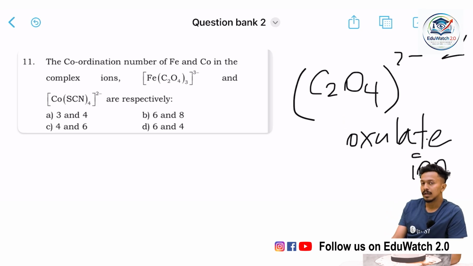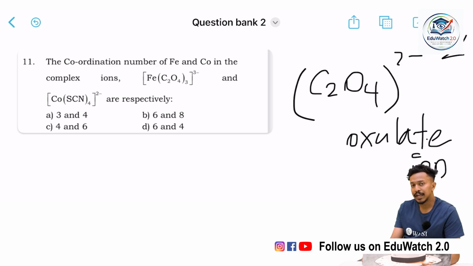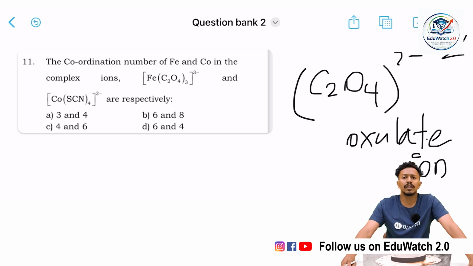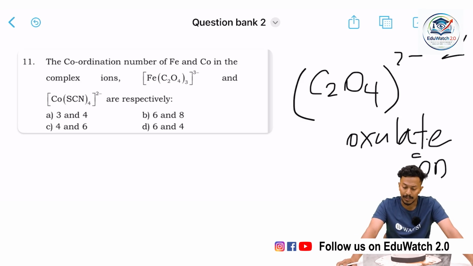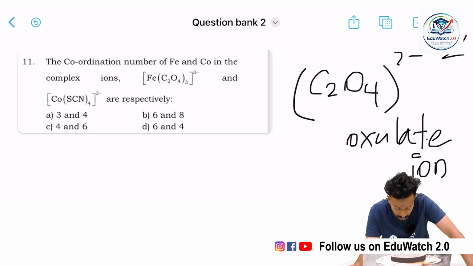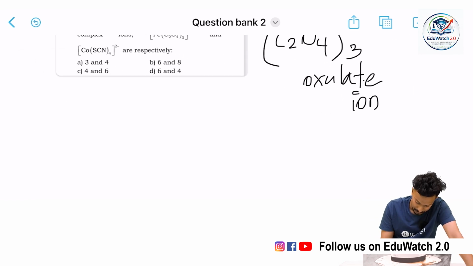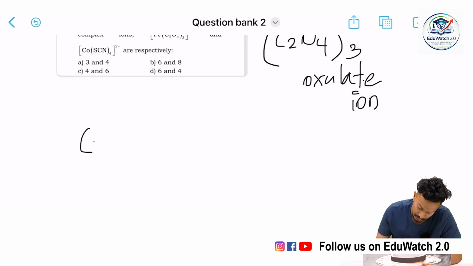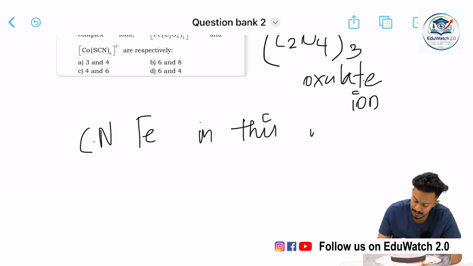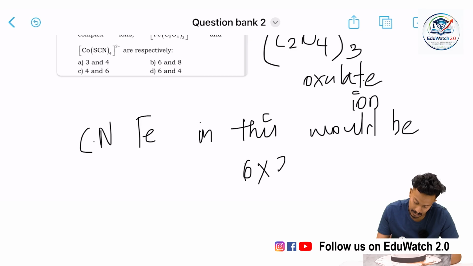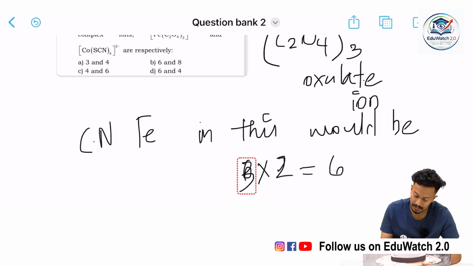Is the oxalate ion a unidentate or a bidentate ligand? Yes, of course it's a bidentate ligand. There are 2 coordination centers to the central metal atom. Here there are 3 oxalate ions, so the coordination number of iron in this would be 3 into 2, which is 6, right?